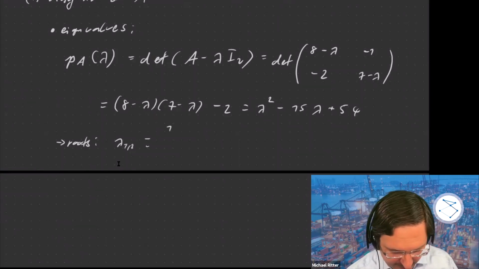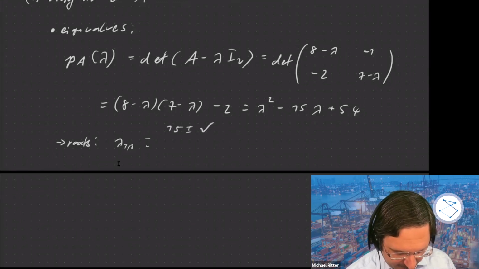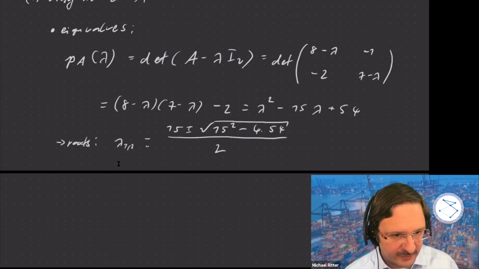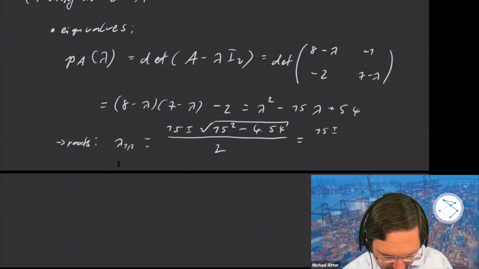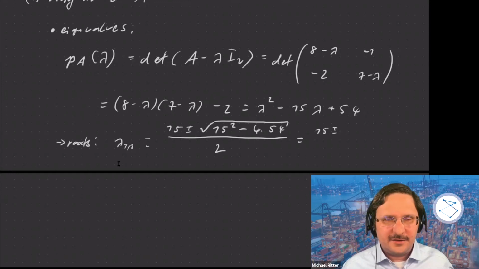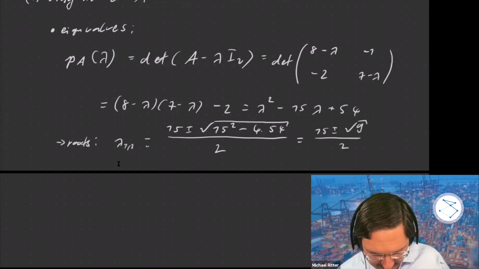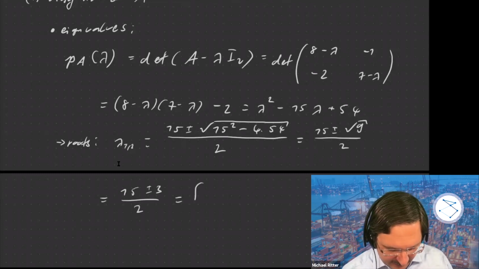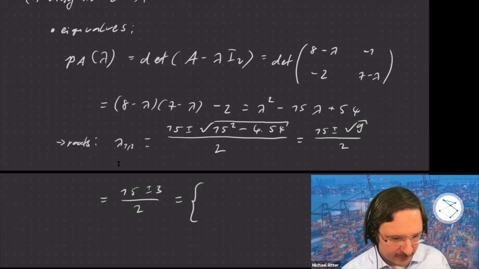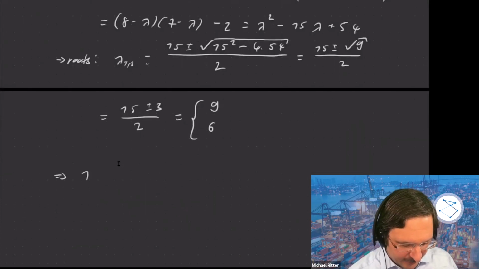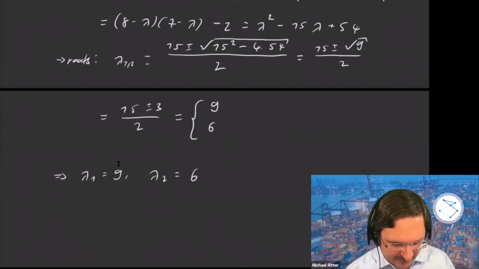That is, minus minus 15, that is plus 15, plus minus the square root of 15 squared minus 4 times 54, divided by 2. 15 squared is 225, and 4 times 54 is 216. So we get the square root of 9, or 15 plus minus 3 over 2. 15 plus 3 is 18 over 2, that would be 9. And 15 minus 3 is 12 over 2, that would be 6. So we get lambda 1 equals 9, lambda 2 equals 6, and those are the eigenvalues.